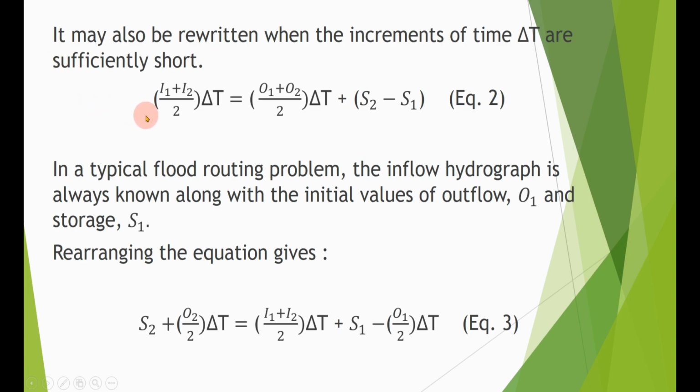So we have two data sets of inflows, or getting the average of the inflows and the outflows, and the difference of the change in storage in the reach during the time period. In a typical flood routing problem, the inflow hydrograph is always known along with the initial values of outflow, O1, and the storage represented as S1. So rearranging the equation gives this formula.